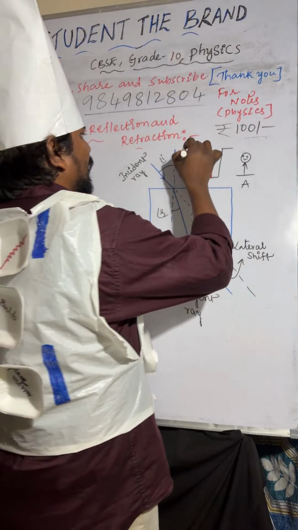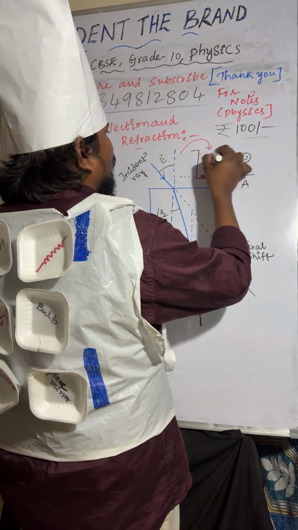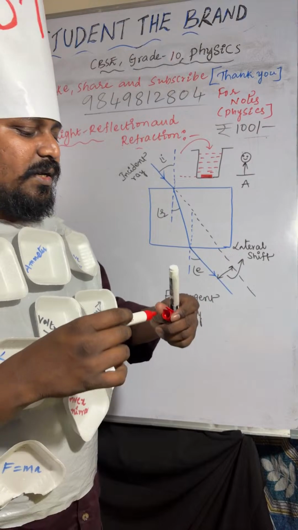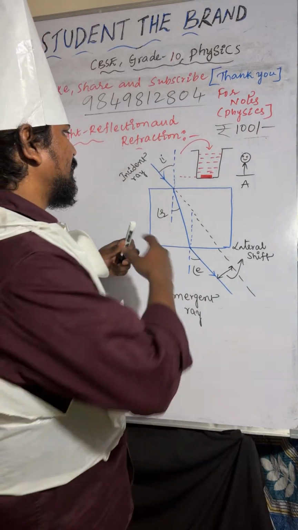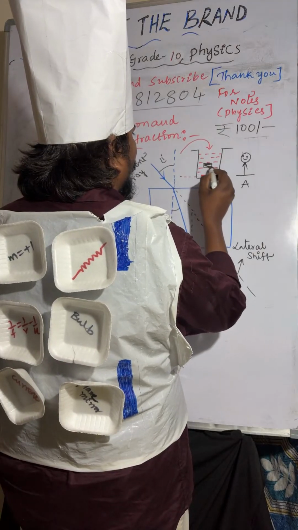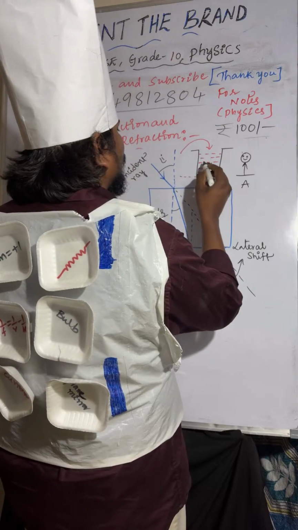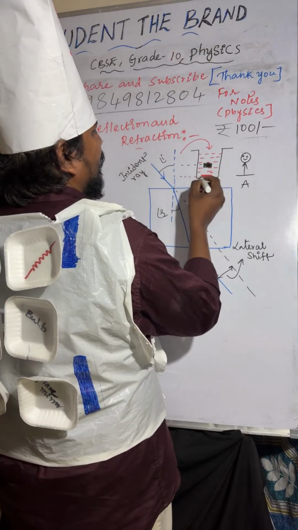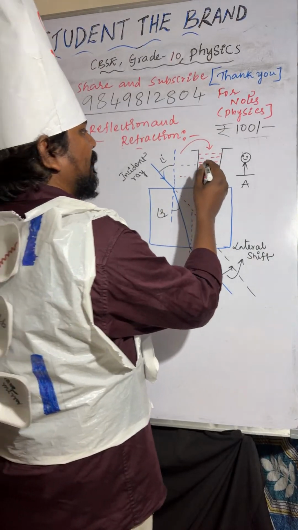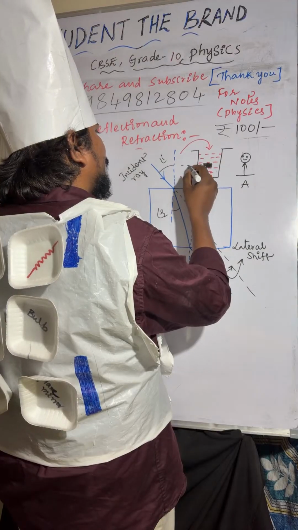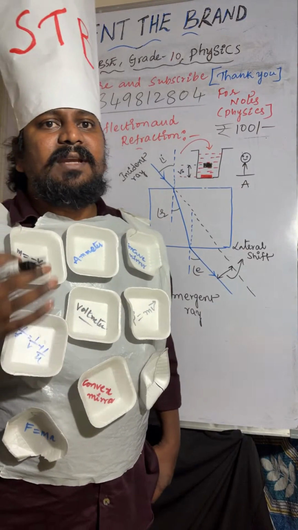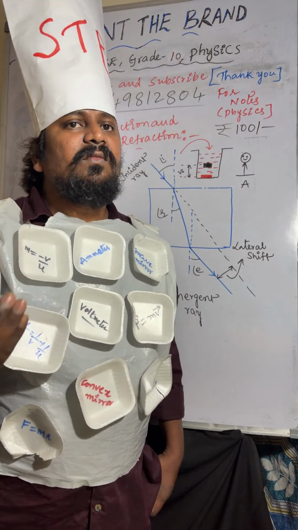After pouring water, the coin position rises up by a certain distance. So here it will be like this. I am taking this position of the coin, and the actual position of the coin is at the bottom of the beaker. The distance between the actual position and the raised position of the coin is called the vertical shift.